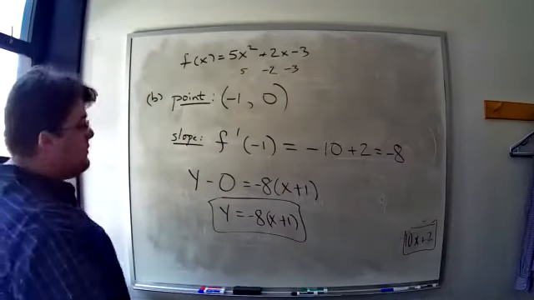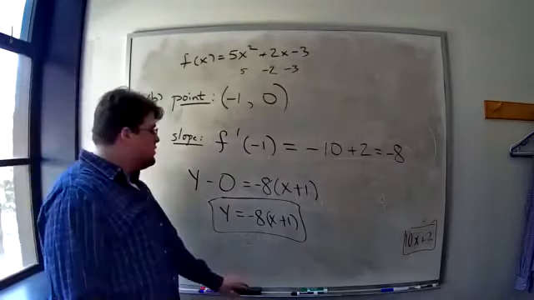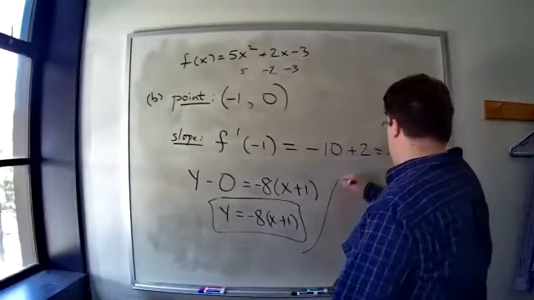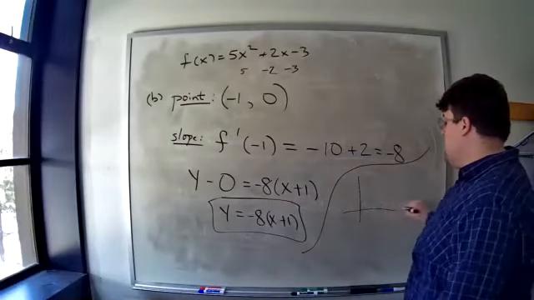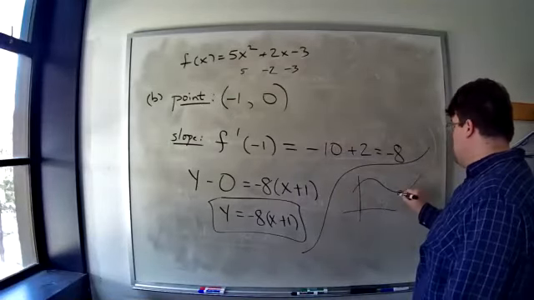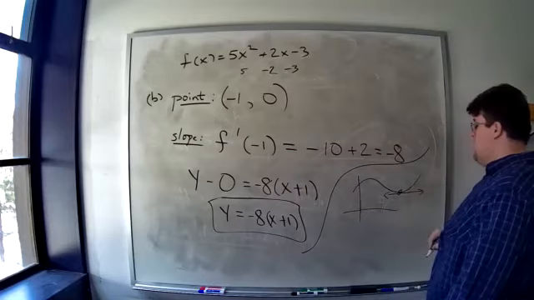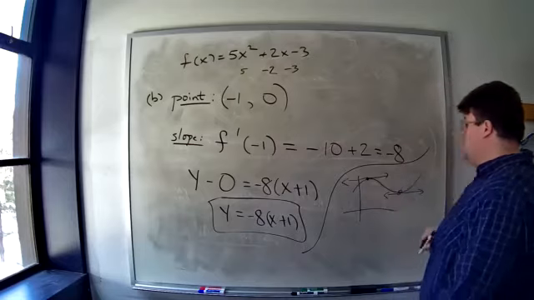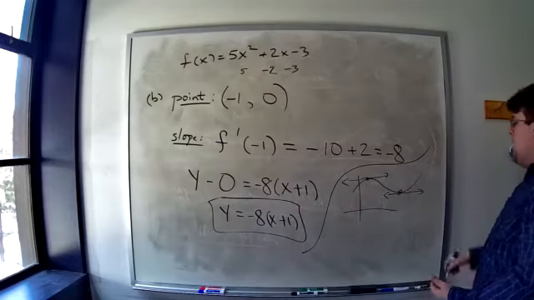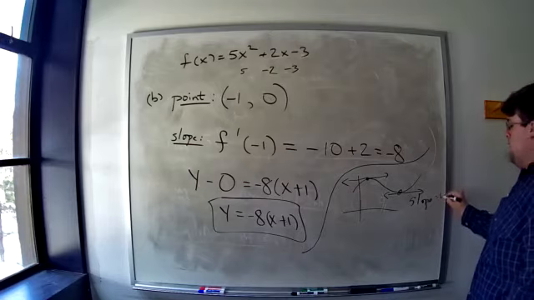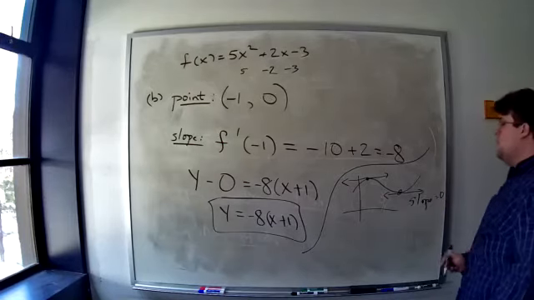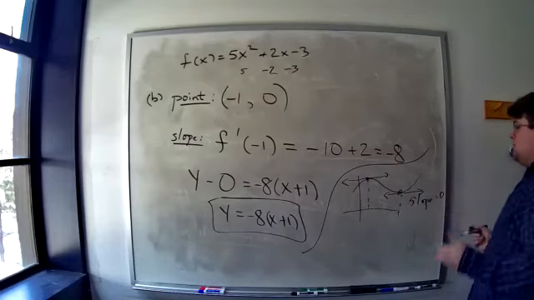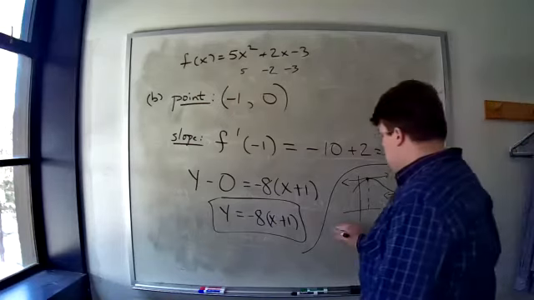Okay, part C, find all x values at which f of x has a horizontal tangent. Well, what does a horizontal tangent look like? Well, a horizontal tangent looks like that, where you have a tangent line that's horizontal, or it could look like that. But in particular, a horizontal line has slope 0. So we're looking for the x values at which the tangent line has slope 0.